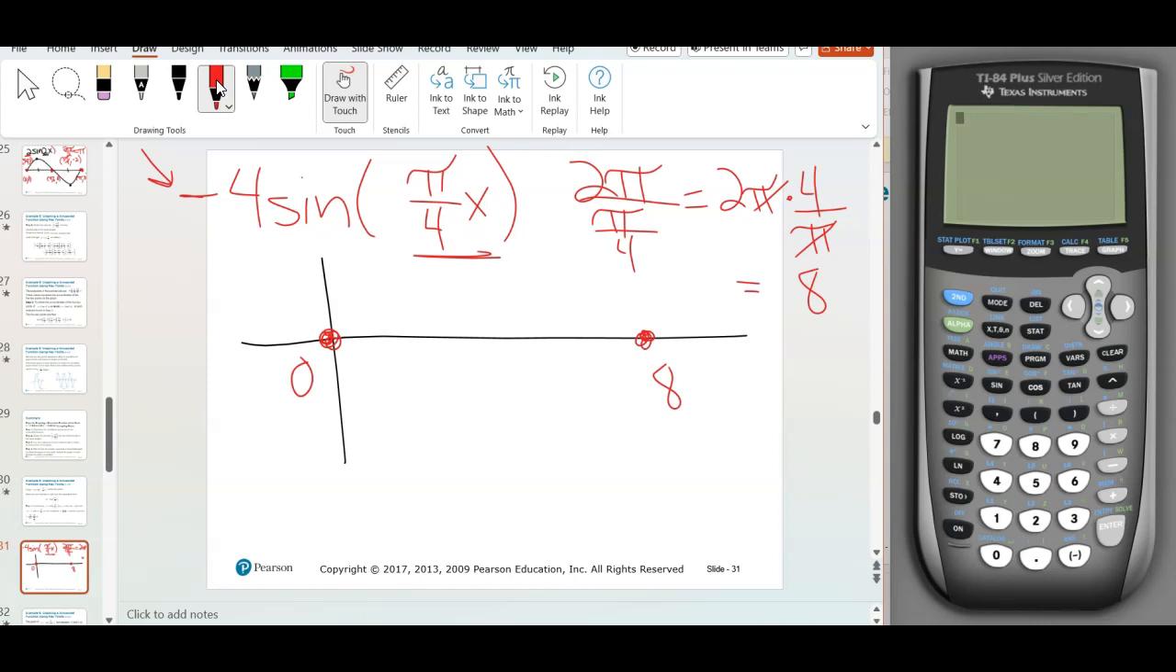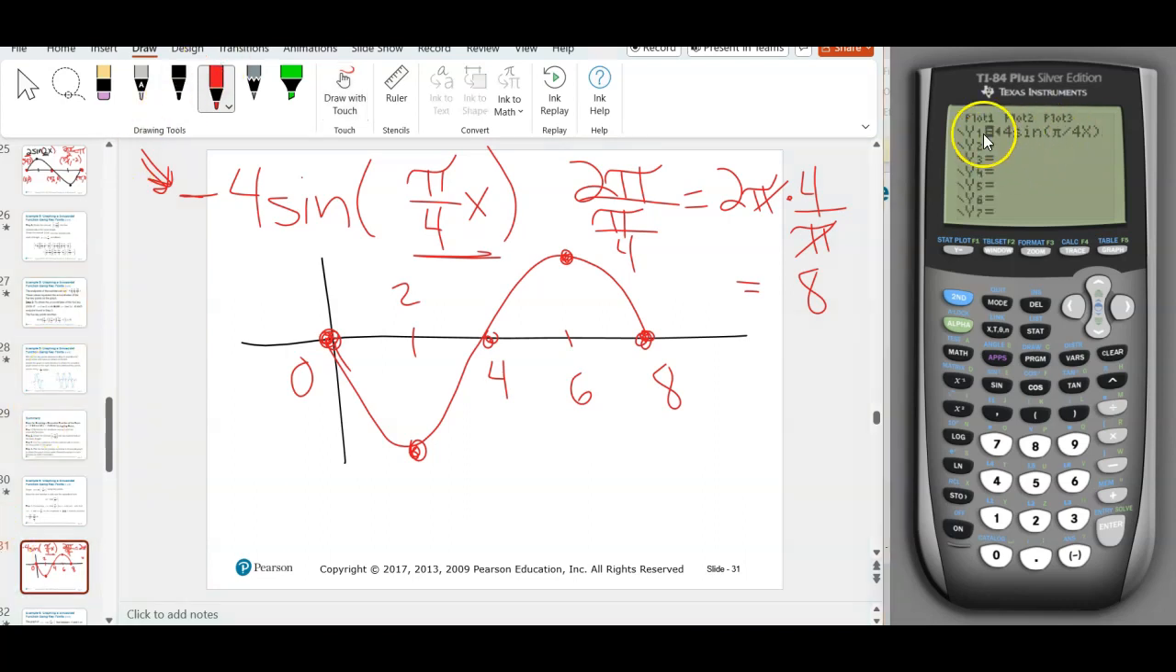Halfway between there, we're going to also be at the midline. Because we are falling, this negative means we're going to fall first instead of rise. We're going to go down to the minimum and then up to the maximum. This is halfway between 0 and 4, so that'll be at 2. This is halfway between 4 and 8, so that'll be at 6. So there will be our one wave of this altered sine function.